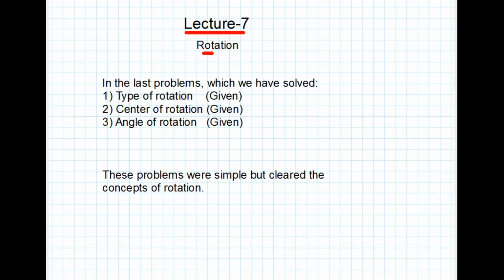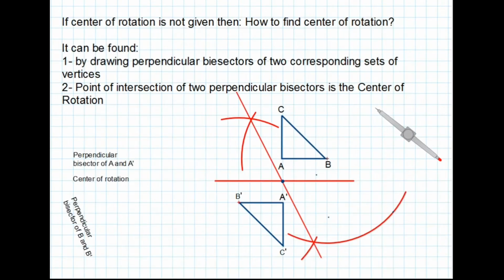Today we will start lecture 7. Our topic is rotation. In the last lecture we solved problems in which the type of transformation was given, the center of rotation was also known, and the angle of rotation was also given. These problems were quite simple, but they cleared the concepts of rotation. If the center of rotation is not known, then how do we find it?